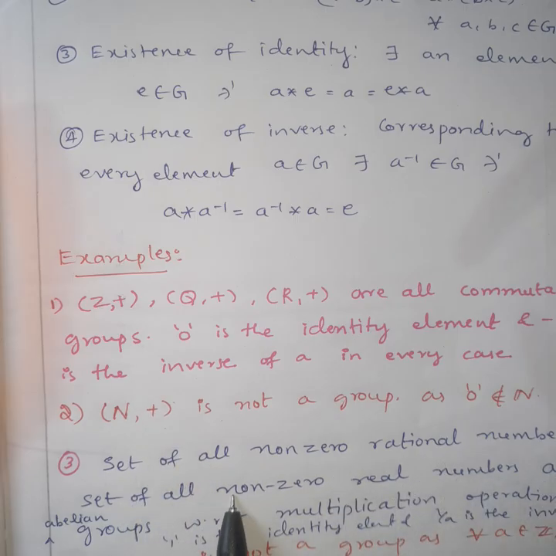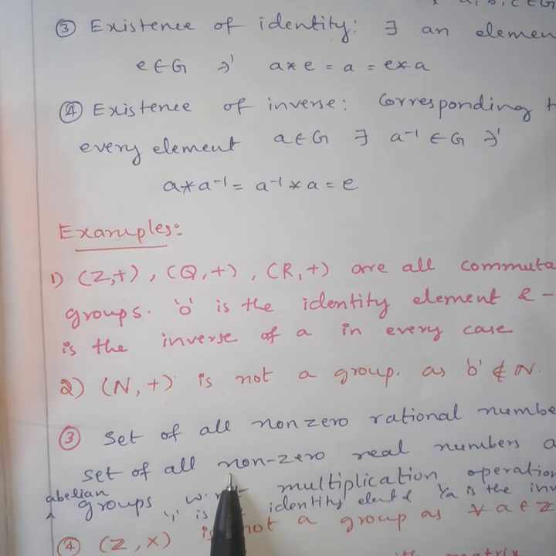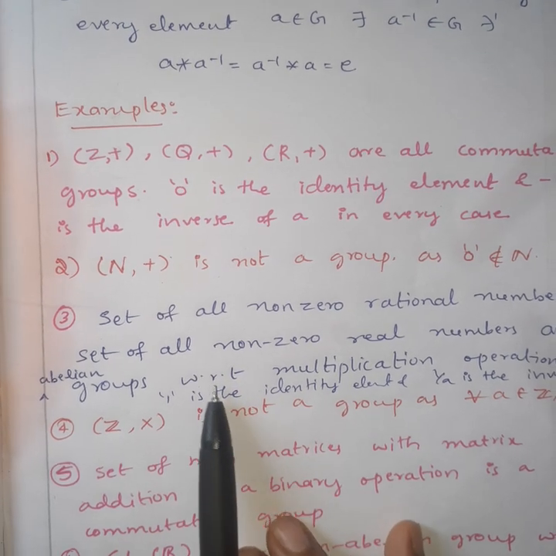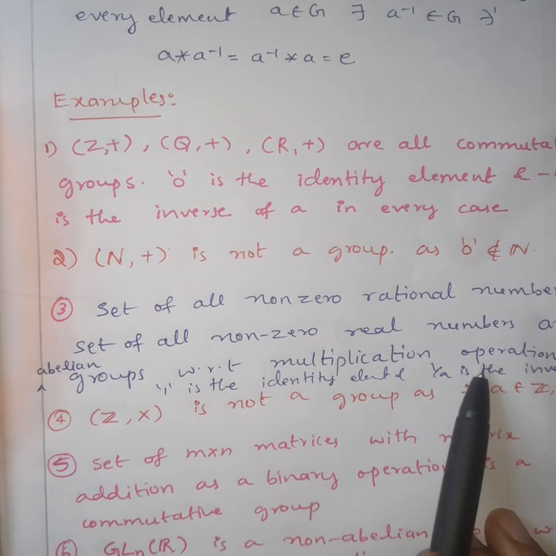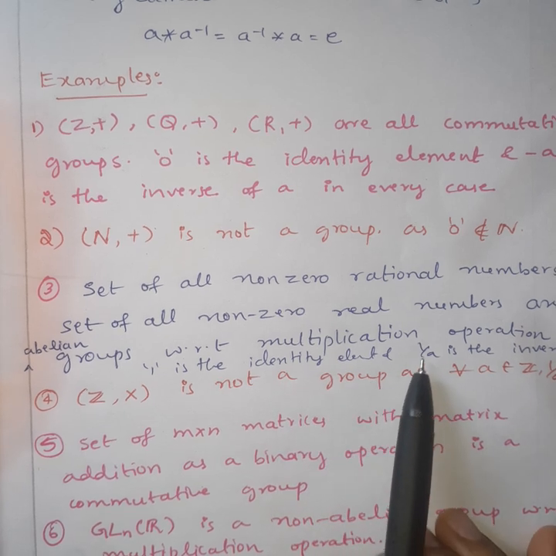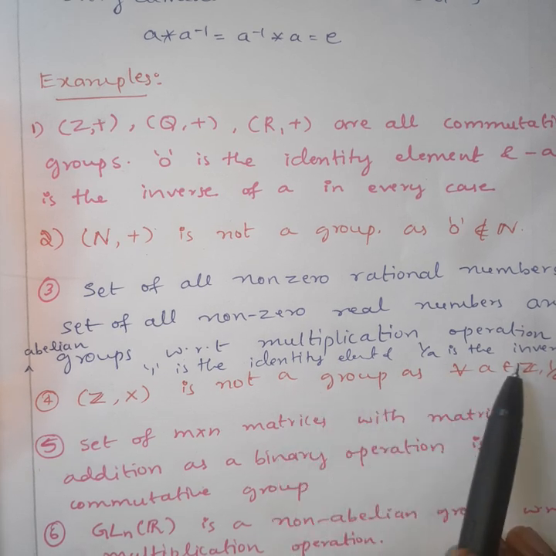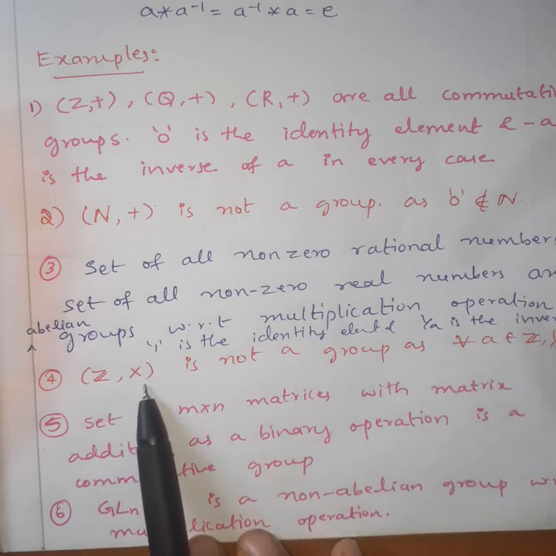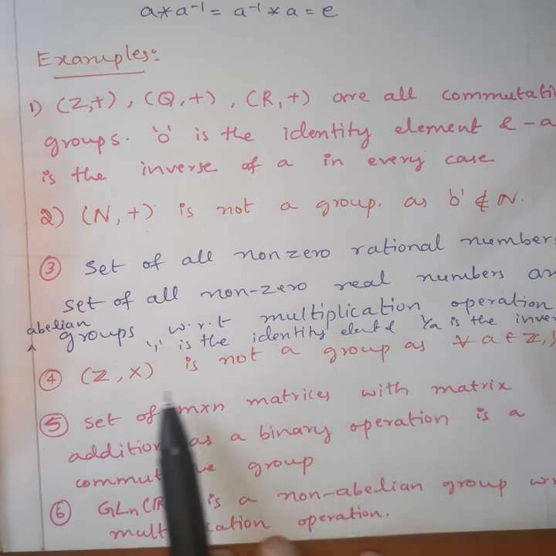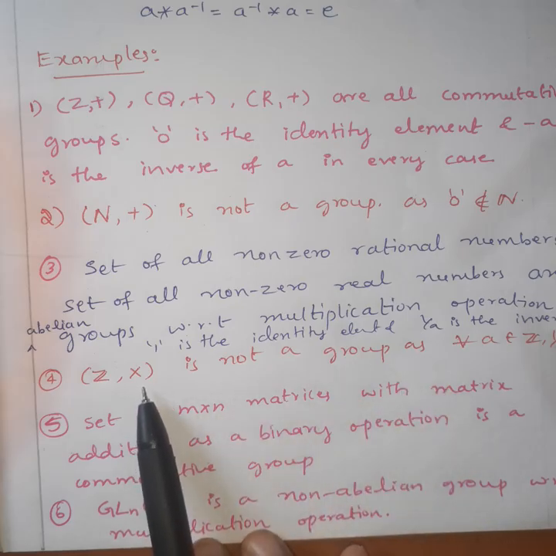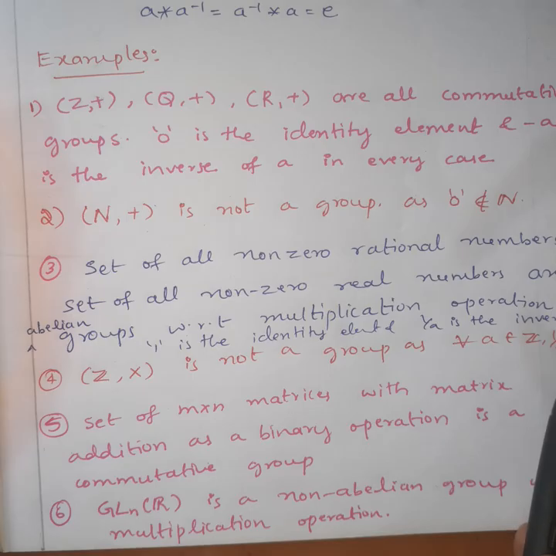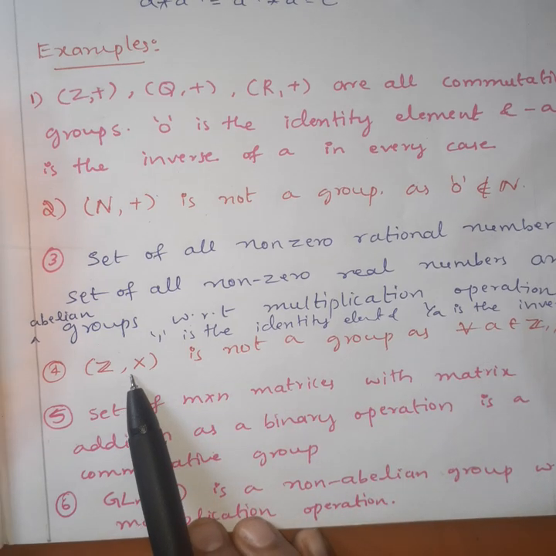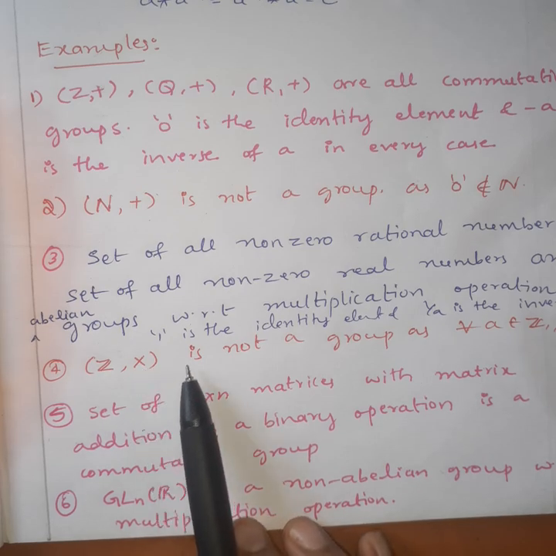The set of all non-zero rational numbers and the set of all non-zero real numbers are all commutative groups with respect to the multiplication operation. In that case, 1 is the identity element and 1 by a is the inverse of each element. Now the set of all integers with respect to multiplication is not a group, as for every integer a, 1 by a does not belong to the set of integers, that is, the inverse does not exist. Therefore, the set of all integers with respect to the multiplication operation is not a group.